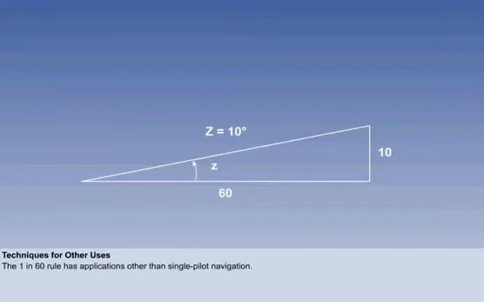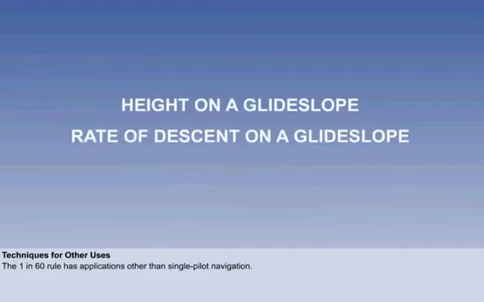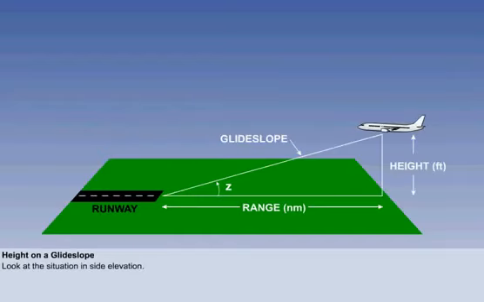The 1 in 60 rule has applications other than single pilot navigation. It can be used to determine required heights and rates of descent on a glide slope, calculate distance off required track using radio aids, and for calculating the range of a VOR from the rate of change of bearing. Let's start by considering height for a given range on a glide slope.